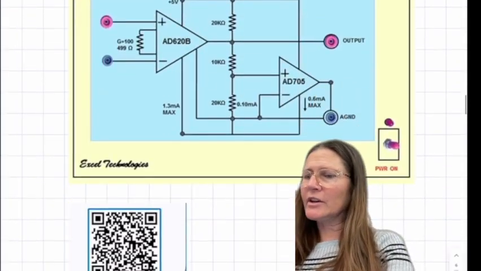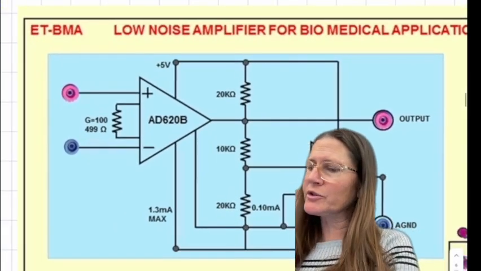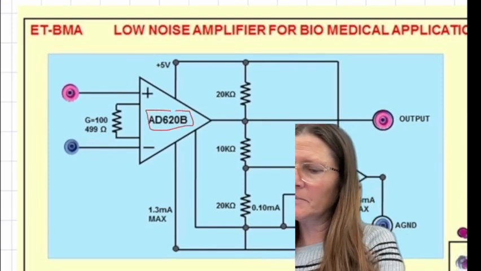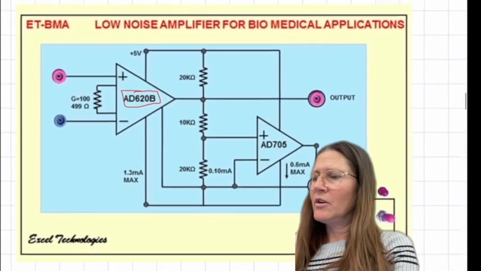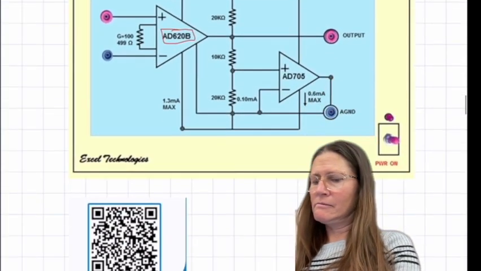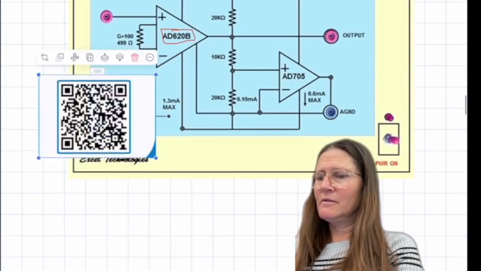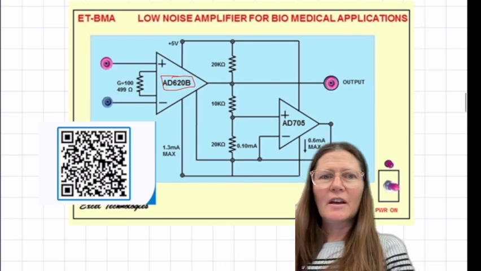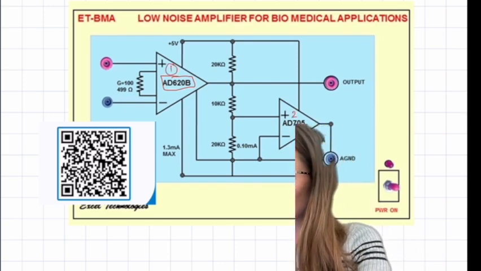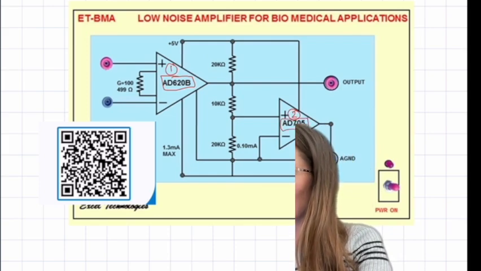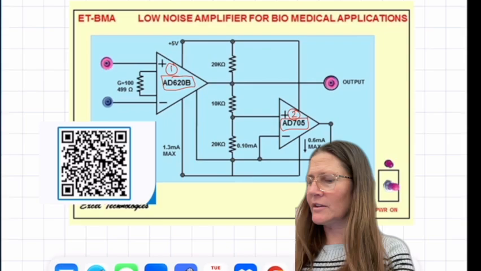All right, let's look at these two. Let's first look at this one, the AD620B. Up here. Let me call this 1 and this one 2, and actually identify both of these, what kinds they are.